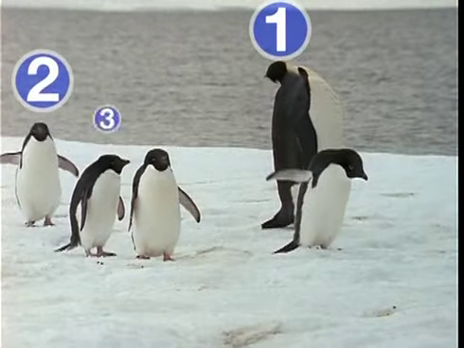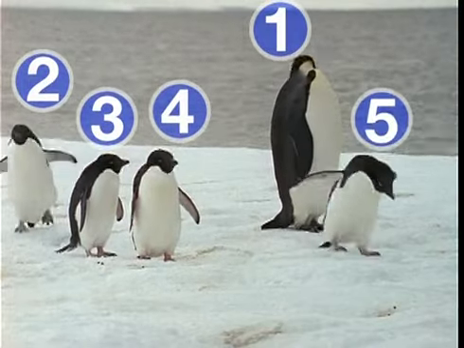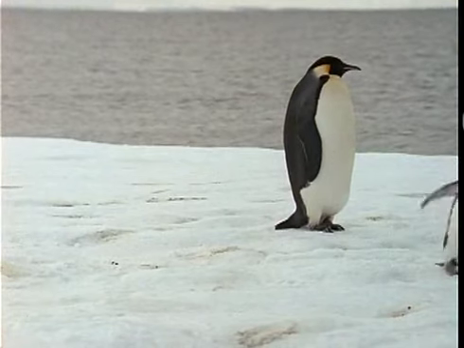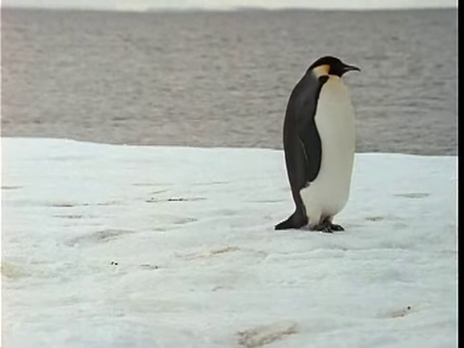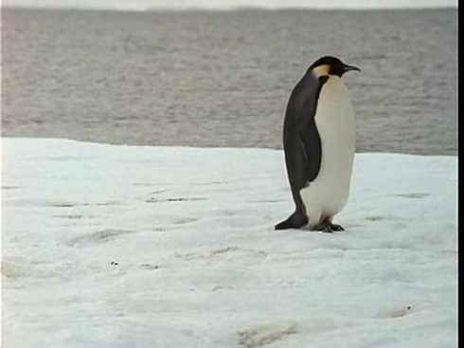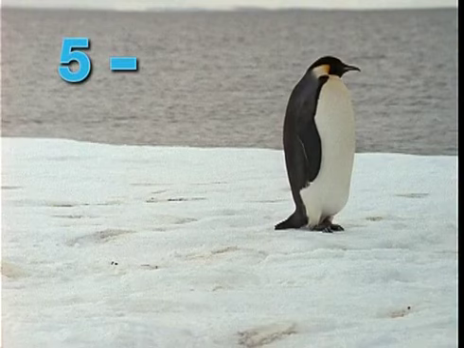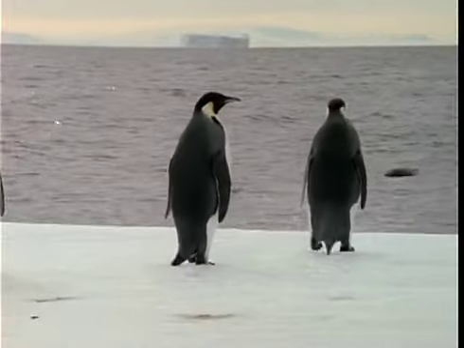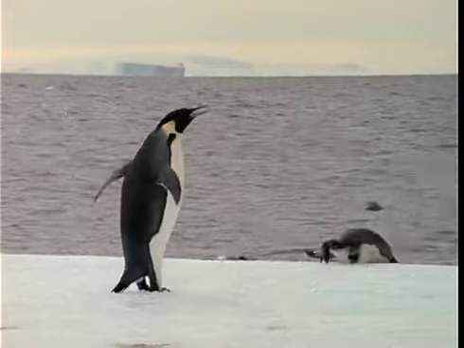Here we see 5 penguins standing on the ice. 4 of them go away, so 1 is left all by itself. 1 penguin. Here's the number sentence. 5 minus 4 equals 1. Subtracting things from a group always makes the amount in the group less.